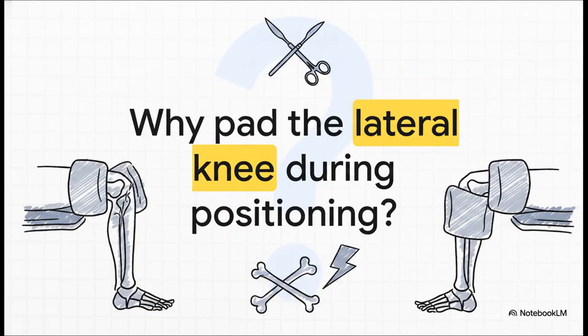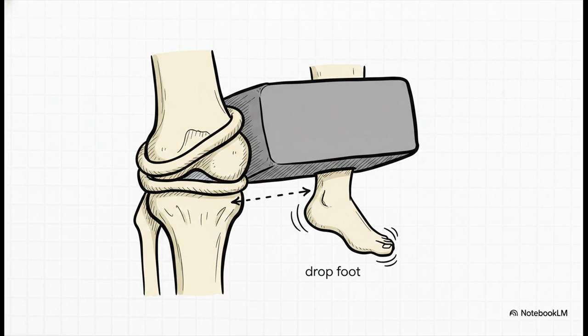Let's pivot to a highly applied clinical question that connects bone anatomy straight to a preventable nerve injury. Why does the surgical team have to carefully pad the lateral aspect of the knee when a patient is placed in lithotomy or lateral positioning? Think about the specific underlying anatomy there. Did you guess the fibula head?